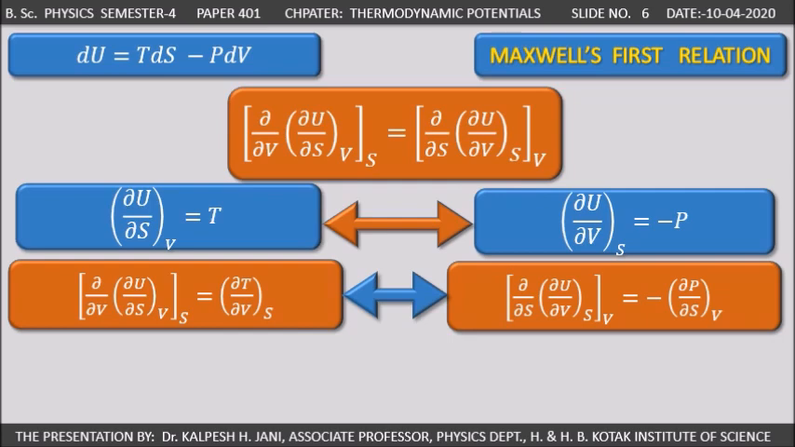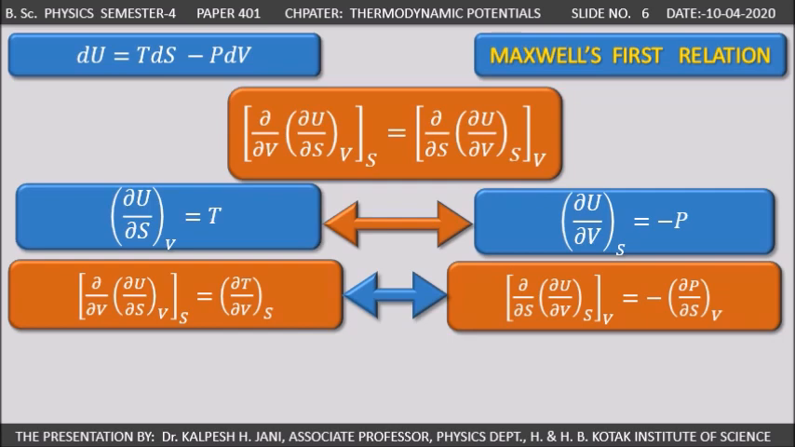In the same manner, on the right side, we can further partially differentiate del U by del V with respect to S. So we get del U by del V, which is further differentiated with respect to S at a constant volume, and if you do so, we have to take the partial differentiation of P with respect to S also. So we have a minus del P by del S at constant V.